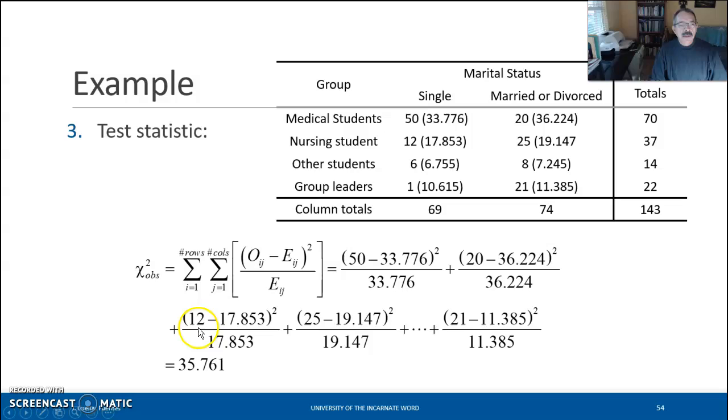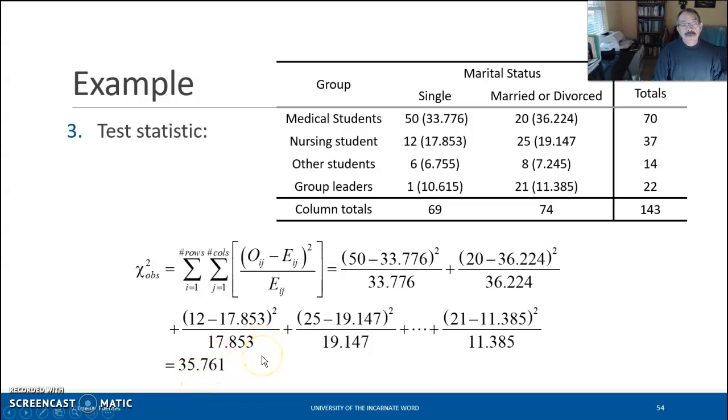And you can continue the calculation for the second row, first column, and second row, second column, and all the way to the last row and column. So you calculate all these 8 chi-square components of the overall chi-square test statistic, and you end up with 35.761.